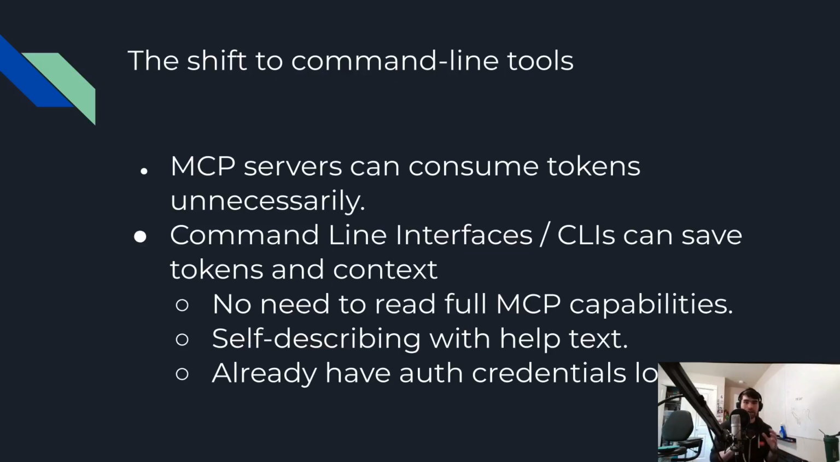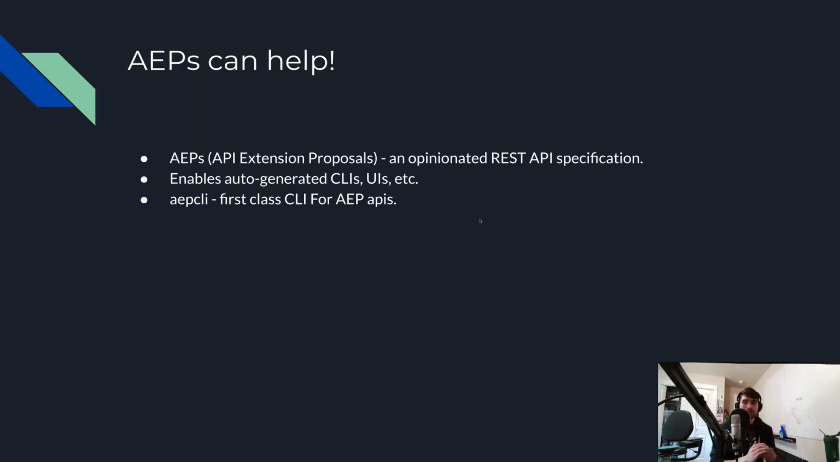There's things like you don't have to actually pull in all of the tool definitions. They're self-describing to some extent with --help, so they're actually able to discover the commands that you're looking for. And they already have some of the authorization credentials that you need locally. So a lot of people have moved away from saying, hey, go ahead and install this MCP server, to just saying, hey, just use the CLI, instructing the agent to do so. And for the most part, agents are smart enough now that they're able to pick that up without a lot of effort. So we're going to piggyback off of that and use the AEPs to help.